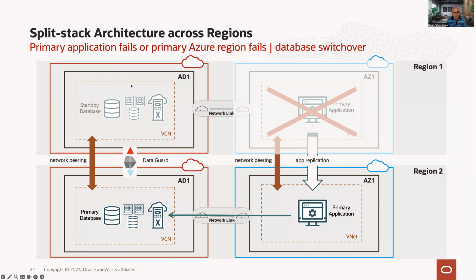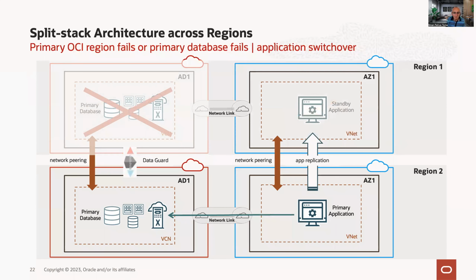Now, if the primary region in Azure on the top right side becomes available again, you can decide to keep the configuration as is, or switch both the primary application and the primary database back to the primary region. This is then up to you. Next slide, please.